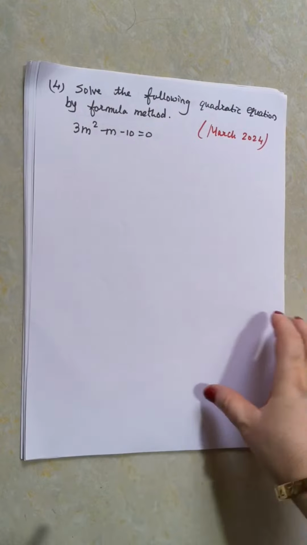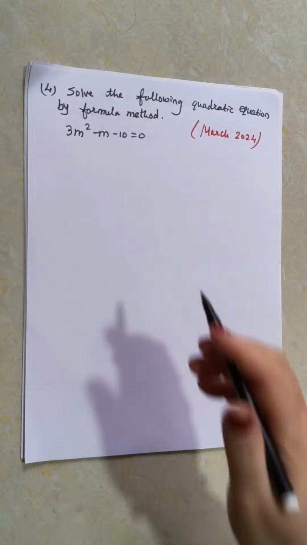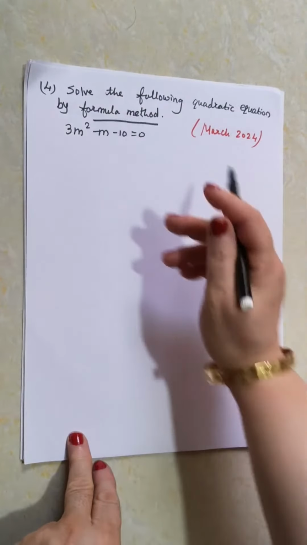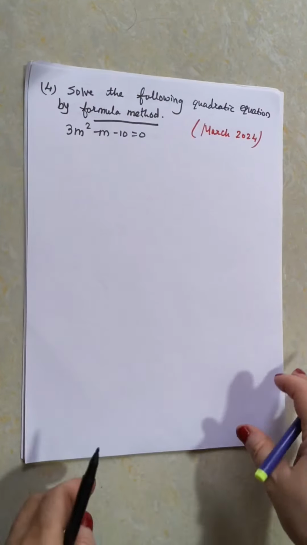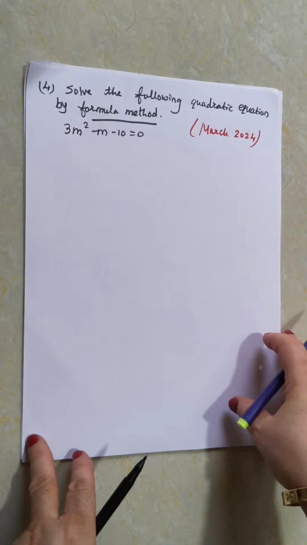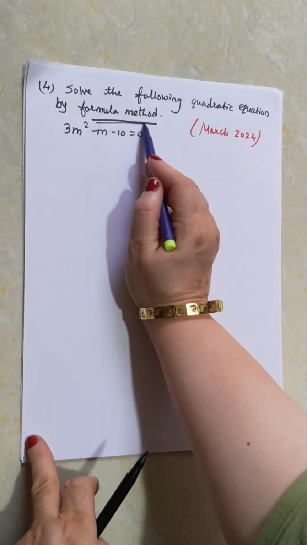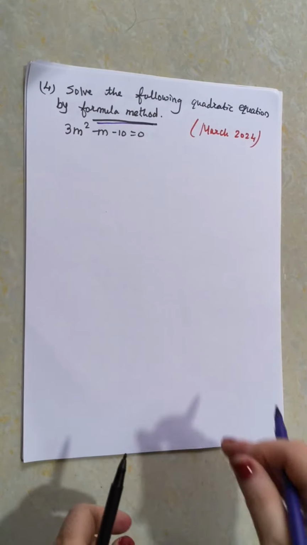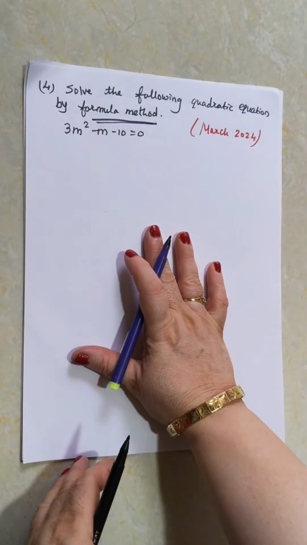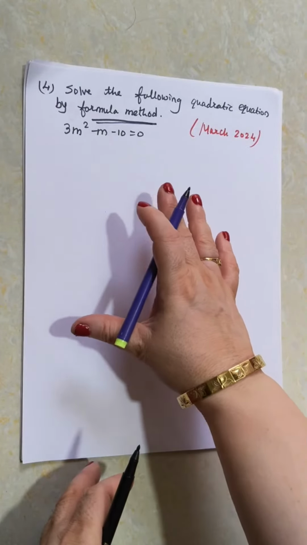So this is the fourth question which is asked in March 2025. So what is the question? Again, this question is based on formula method. Did you understand my personal advice to you? For 2 marks, there is factorization. And for 3 marks, which questions are mostly asked? That is formula method. Do you agree with me? Yesterday we saw all questions which were based on factorization, and today most of the questions are based on formula method.